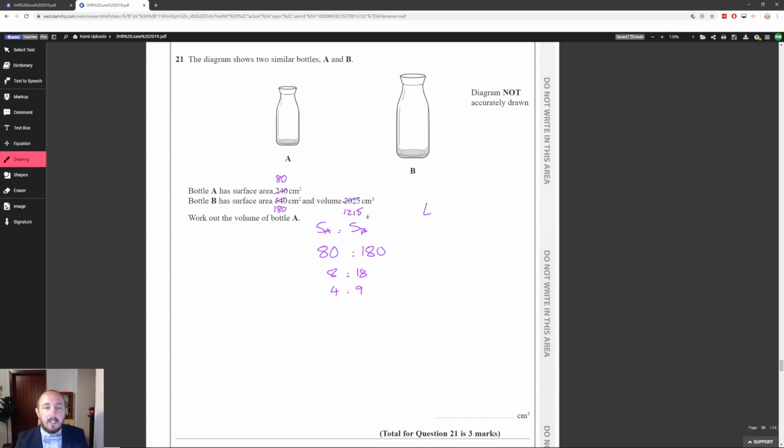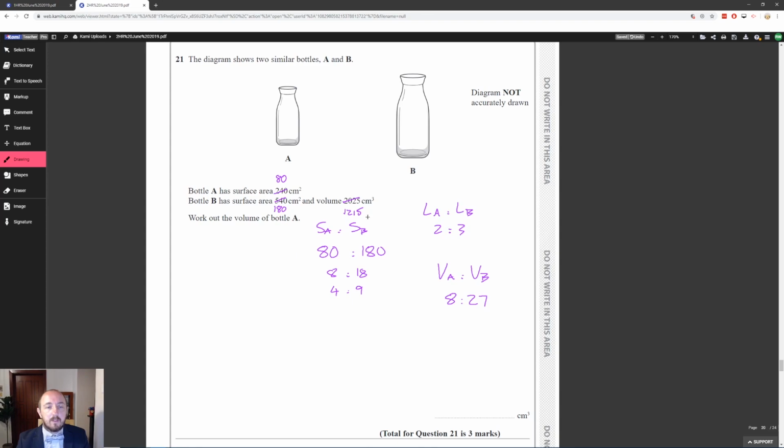To make it a length ratio, we're going to square root this, so we get 2 to 3, and then the volume will be the cube of the length one. So we have to go to the length first and then to the volume. So that would be 8 to 27.